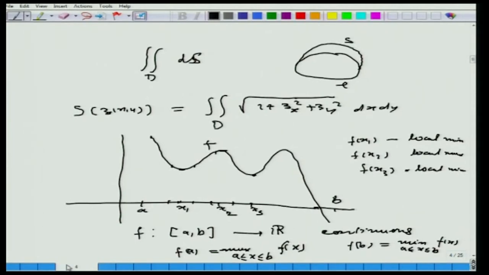At these points we can see that if the function is smooth, if it does not have corners, if it is a smooth function where the derivative exists, then the tangent becomes horizontal. Similarly, the tangent becomes horizontal here, which means the derivative is 0: f prime at x1 is 0, f prime at x2 is 0, and f prime at x3 is also 0. So, if the function has a continuous derivative at all points in the interval a to b, then at these local minima or local maxima, the derivative of the function becomes 0.